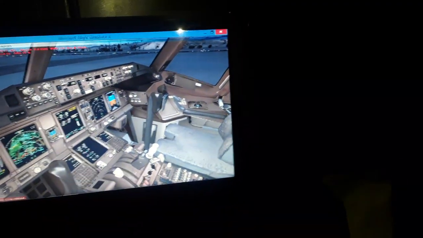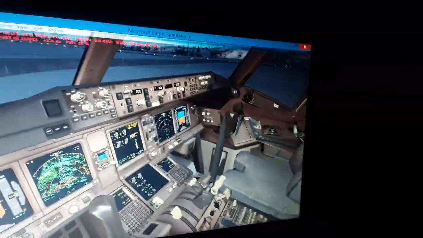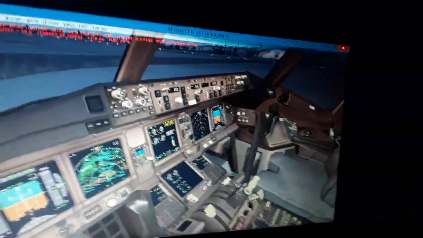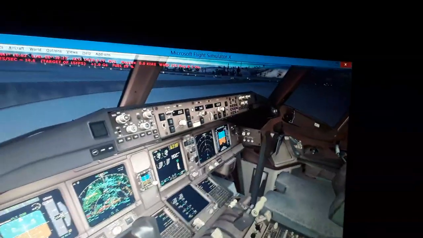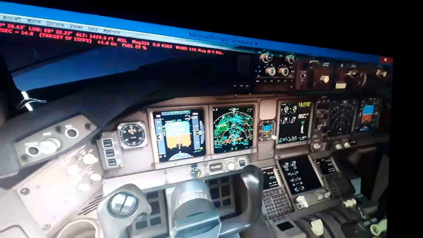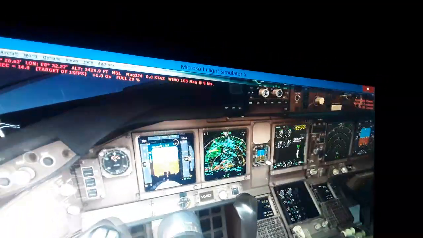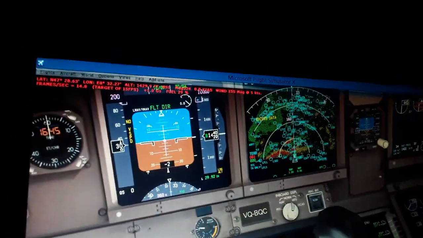So we have like an hour left for this flight, so we'll have to be a little bit more, yes, we have so much time left, so I will start with the primary flight display.